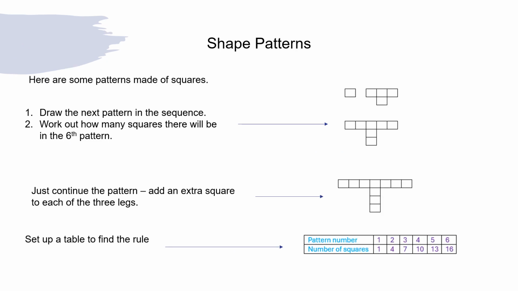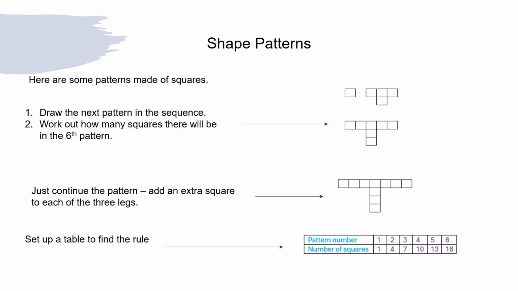If you have a pattern of shapes, you need to be able to continue the pattern. You might also have to find the rule for the pattern to work out how many shapes there will be in the later pattern. When you've figured out the rule, check it works for all the terms that you've been given. If it doesn't work for one of them, then it's not the correct rule and you'll need to find a different one.